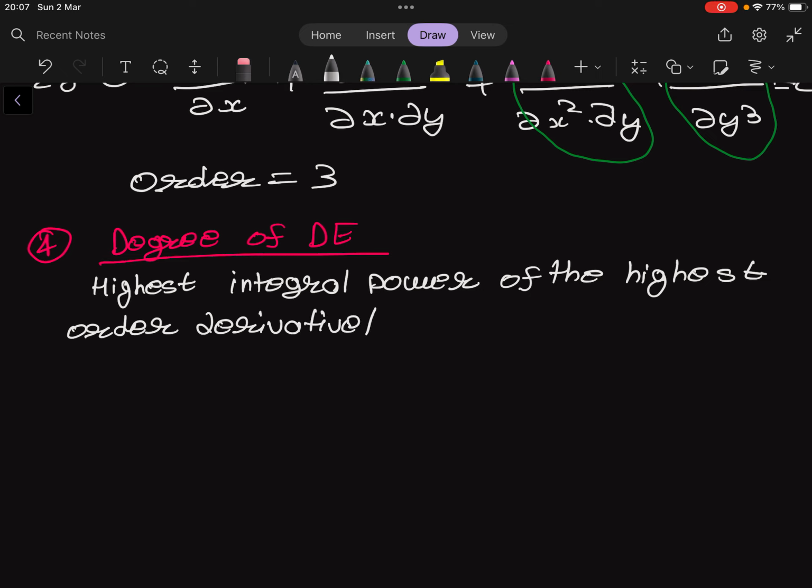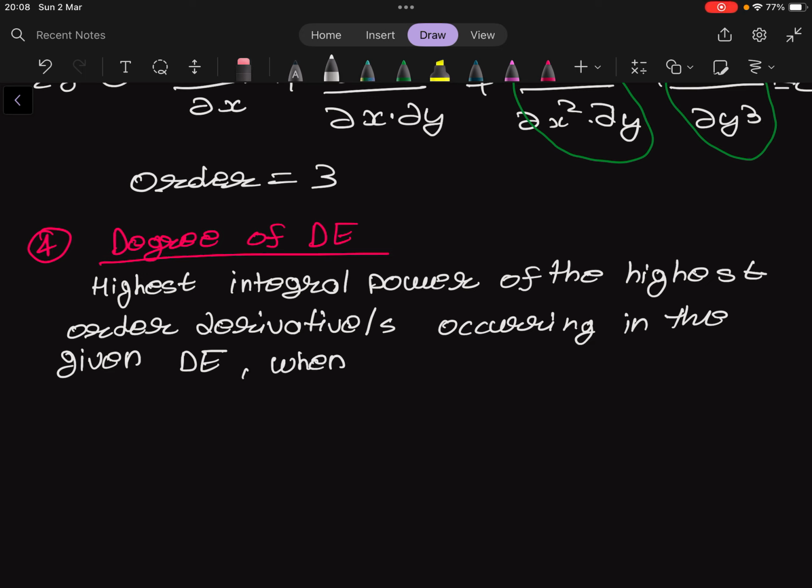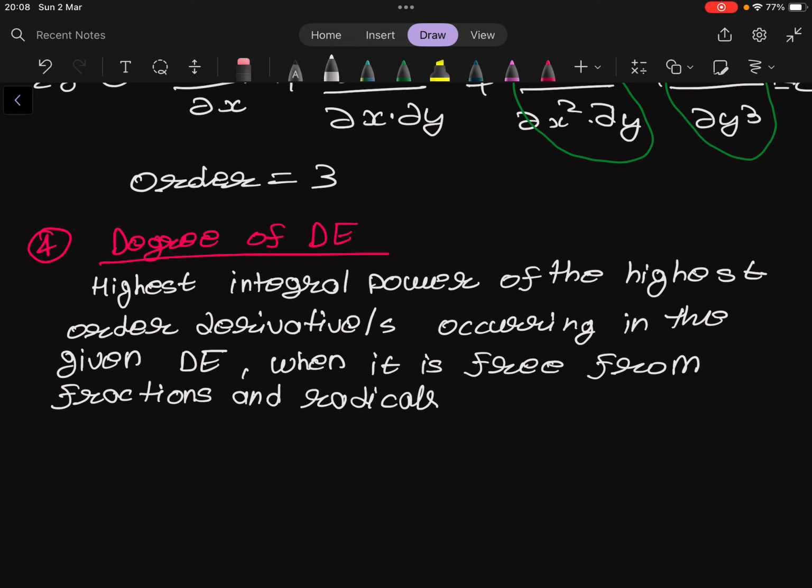Or we can say derivatives occurring in the given differential equation, when, so it's very important here, when it is free from fractions and radicals. This is the main point. It should be free from fractions and radicals.